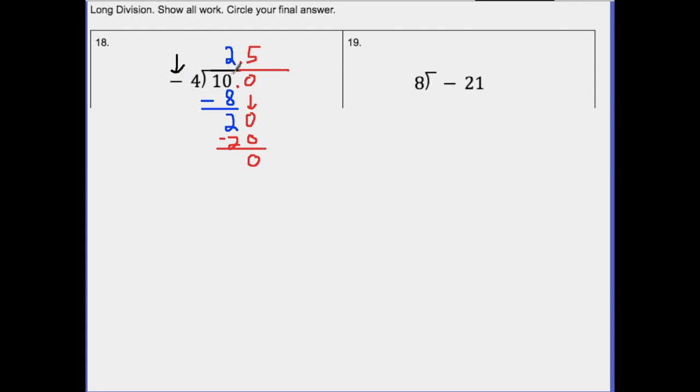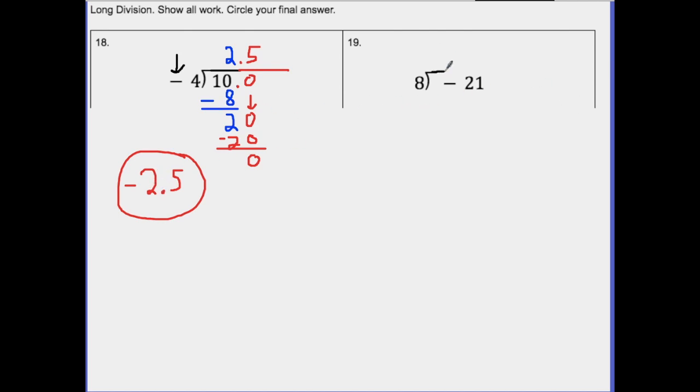Now go back. We have a positive divided by a negative here. So my final answer is going to be negative 2.5. Make sure that you write that clearly and circle it so that we know exactly where that final answer is.